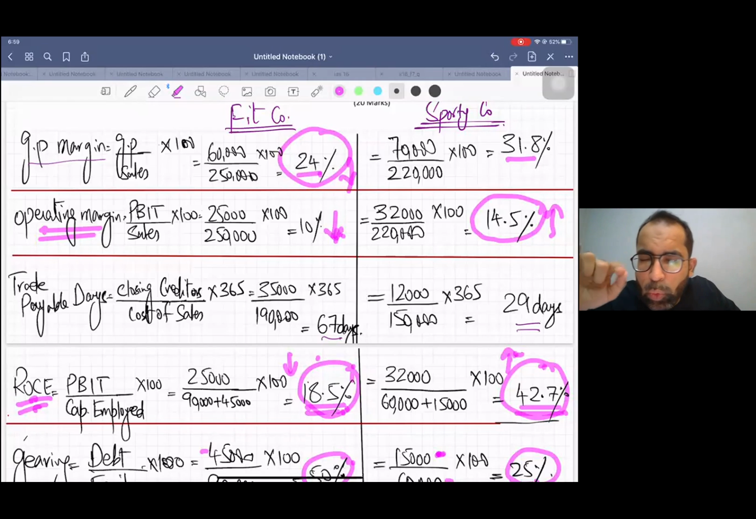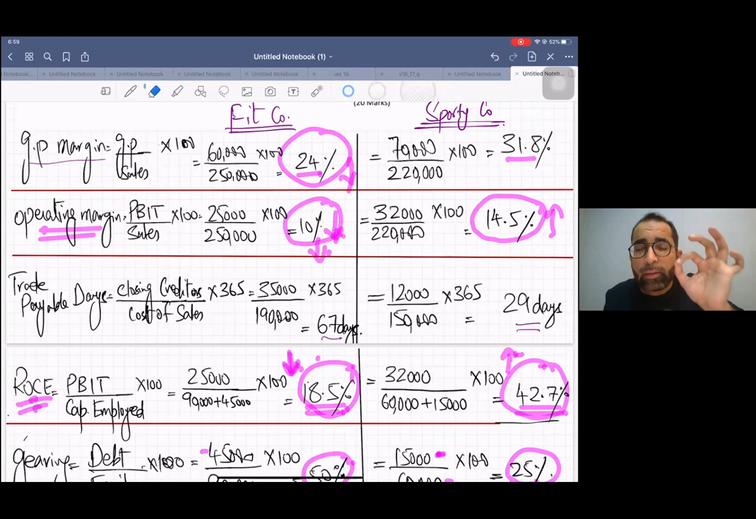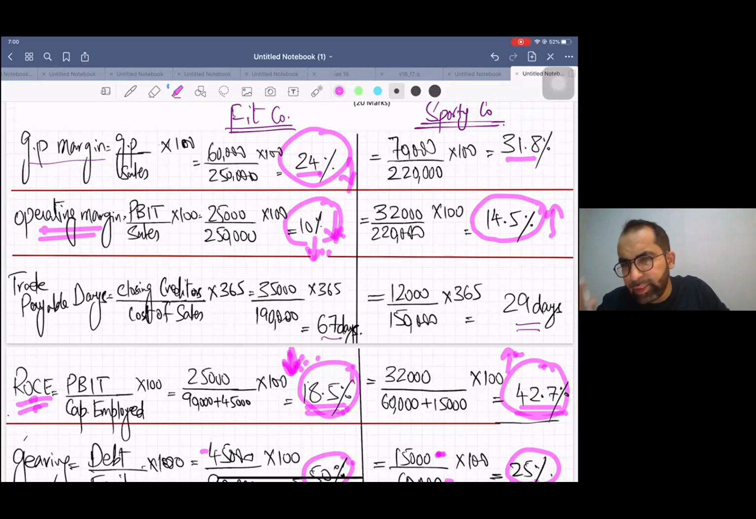Now one more thing. Hope you remember I told you one formula. ROS is the product of asset turnover and operating margin. You remember I taught you today. So listen, as the operating margin of Fit company is lower, that's why ROS is also lower. Repeat: one of the reasons of low ROS is low operating margin. That's why ROS is also lower, right? Okay, so you can write these things.